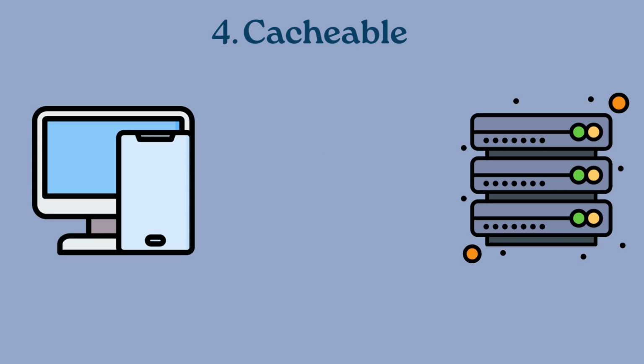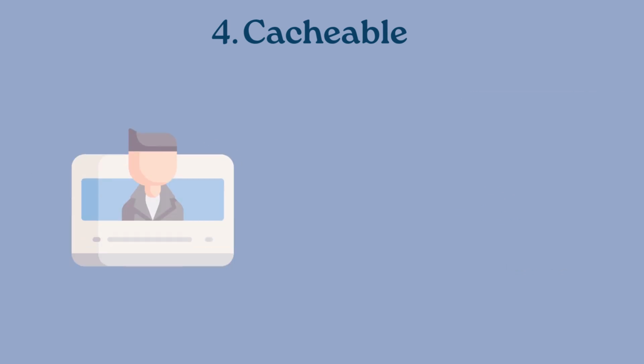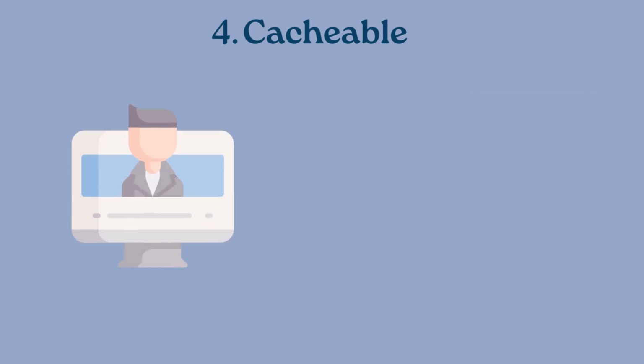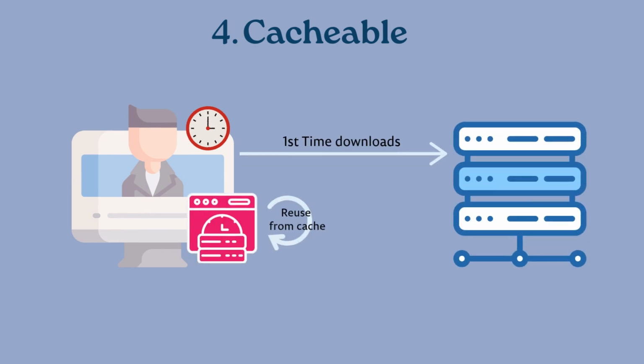The cacheable constraint says that every response should indicate whether it can be cached or not. If a response is cacheable, it can be reused for future requests instead of requesting the same data from the server again. Some resources don't change very often. For example, your profile picture or a company logo may remain the same for a long time. Instead of downloading it every time, the client can reuse the cached version. This improves performance and reduces unnecessary network traffic.